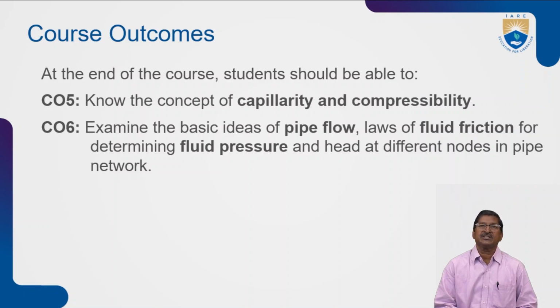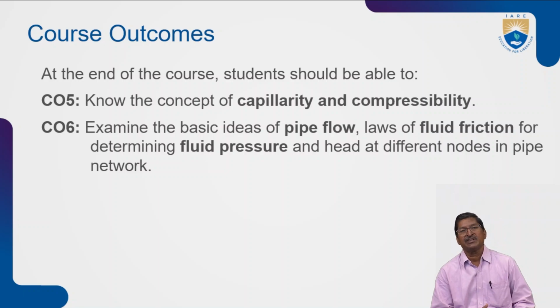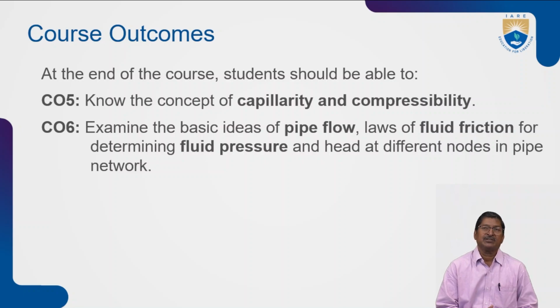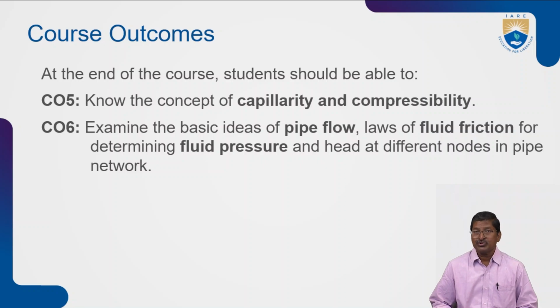Course outcome 6 is related to pipe flow or fluid friction. Whenever a fluid is flowing inside a pipe, because of the fluid surface and the pipe material surface, there will be friction due to the flowing of the fluid, which is called fluid friction. Due to this friction, energy will be lost if the fluid travels a certain distance in a pipe. Those pipe flows are course outcome 6.